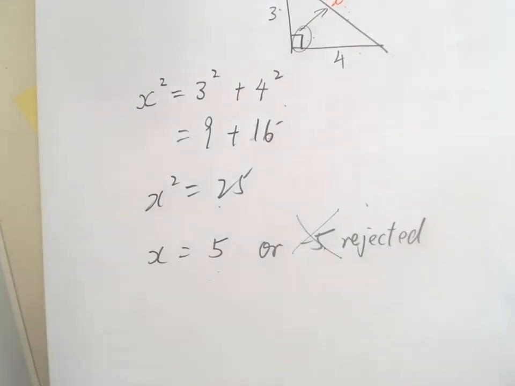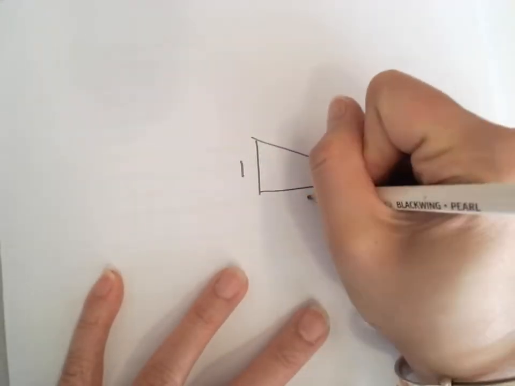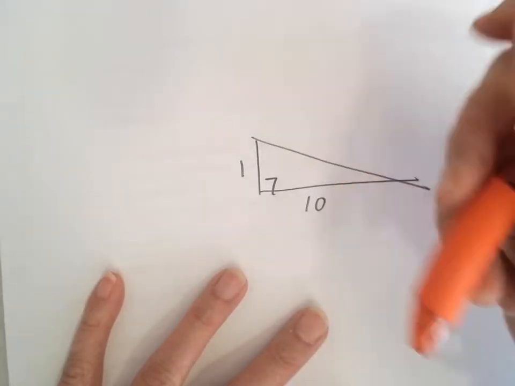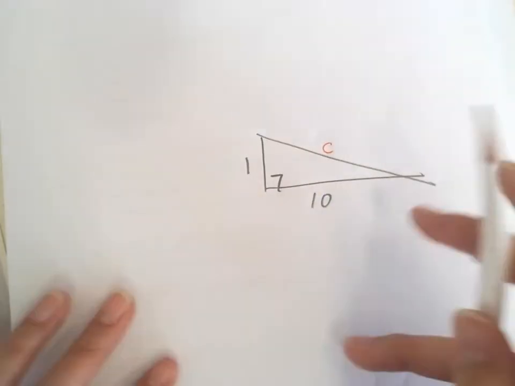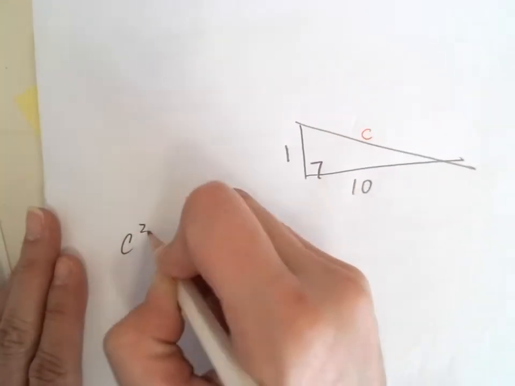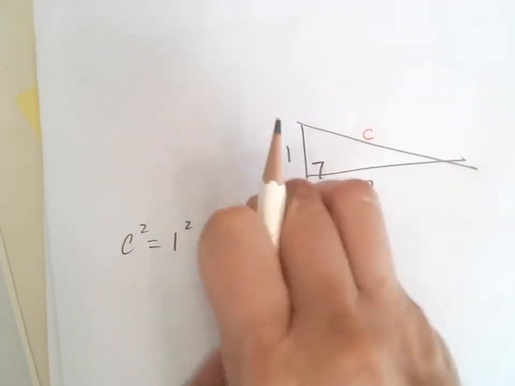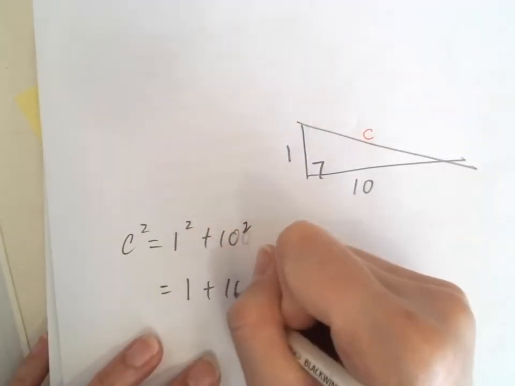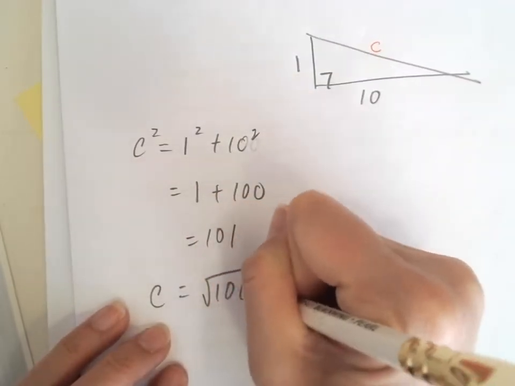Alright, this is a nice one. Sometimes the numbers don't go so well. For example, this is a horrible one. I have a 1 and a 10 here. Again, if you want X, you can call it X, if you want Y, you can call it Y, or you can just call it C, because it's the longer side anyway. So I have C squared equals 1 squared plus 10 squared. So we have 1 plus 100 equals 101. So C equals the square root of 101.